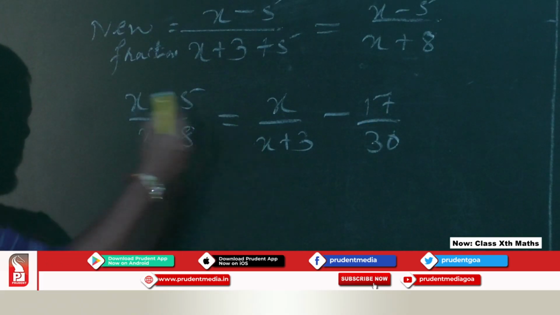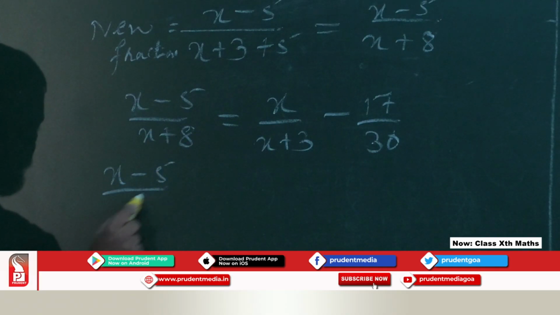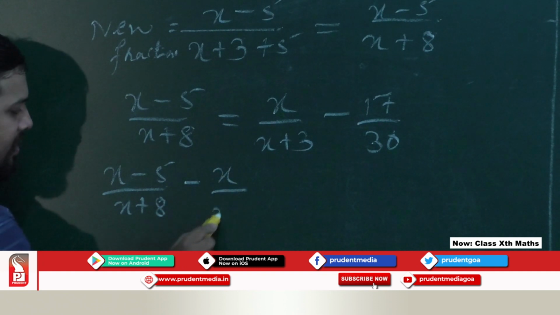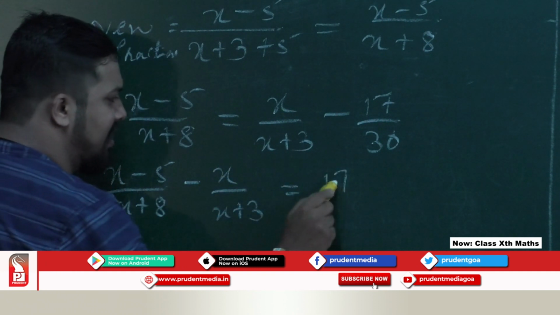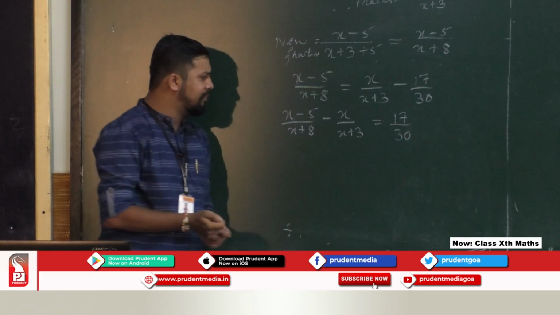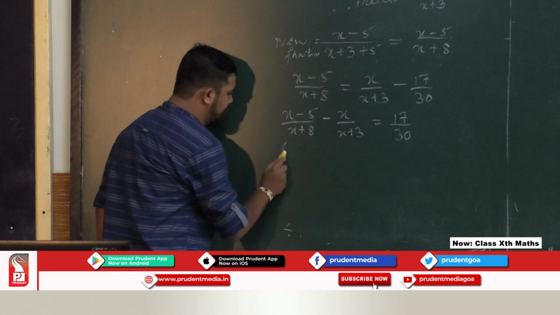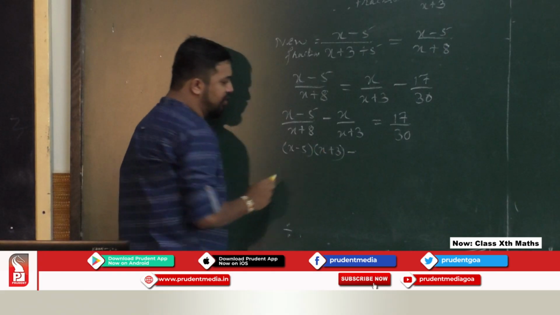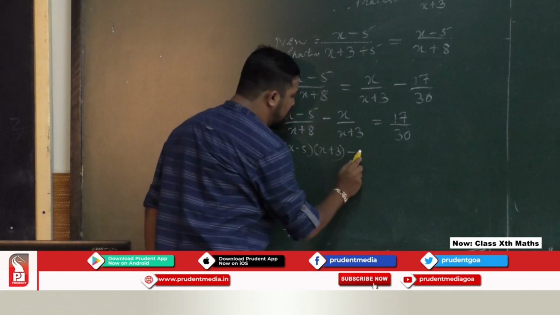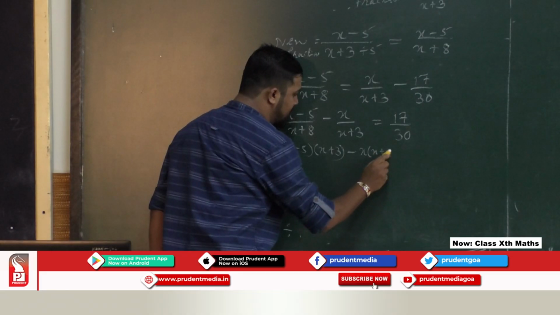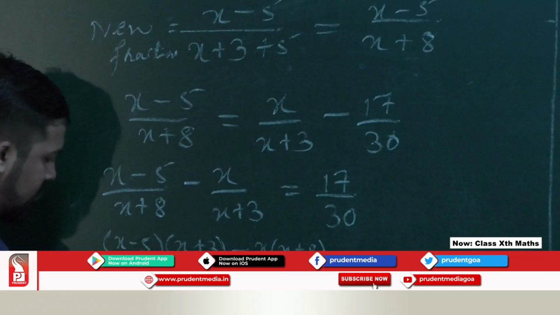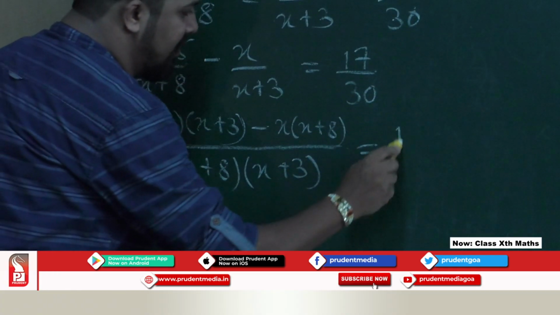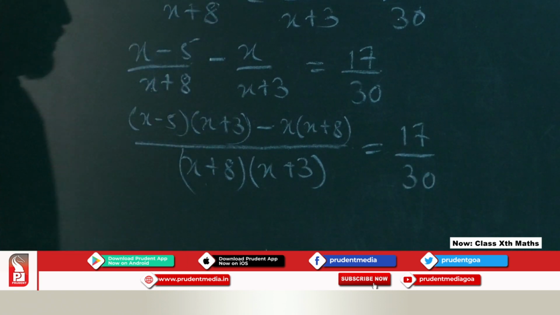The next is bring the x term this side. So (x minus 5)/(x plus 8). If you bring this entire term, it becomes negative x/(x plus 3). If this number is 17 by 30, so now slightly the number will get big. Multiply the brackets, cross multiplication, negative, don't forget to put this negative sign, multiply this bracket also, (x plus 8) and (x plus 3), 17 by 30.